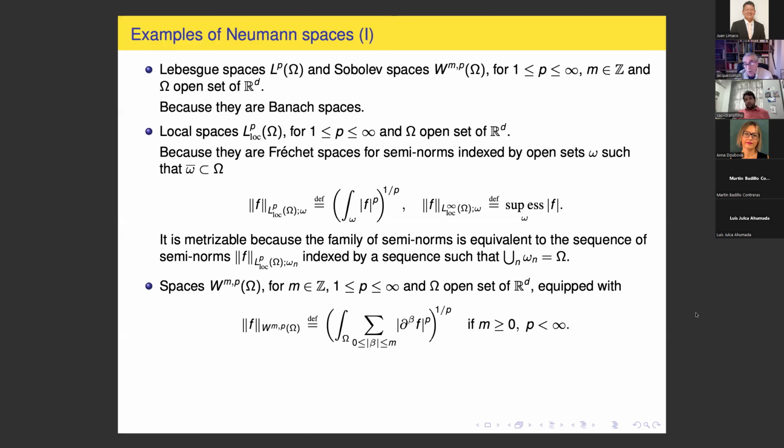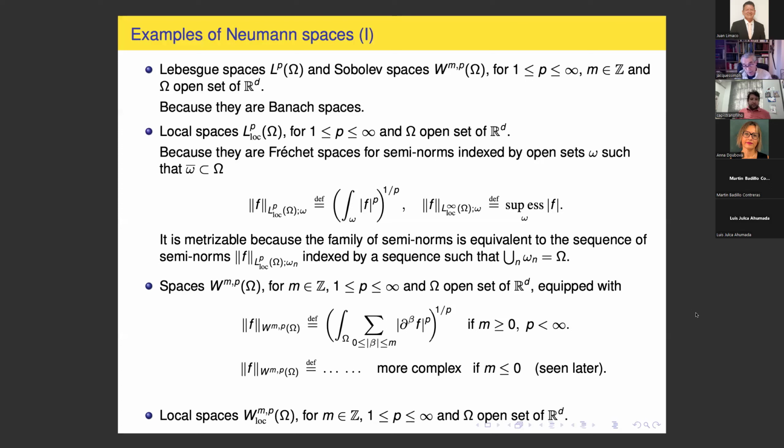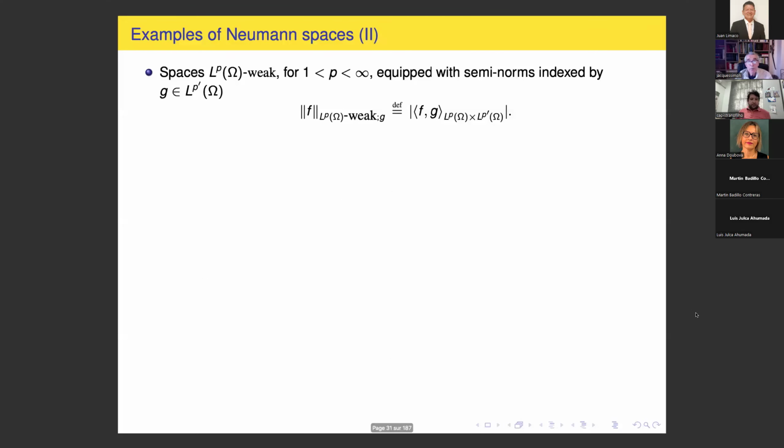The space WMP and again WMP loc are again Neumann spaces. And again the local Sobolev spaces WMP loc are Neumann spaces. Other spaces, a little more complicated, are the spaces LP weak. That means LP, which is equipped with a seminorm indexed by some function G, and the seminorms are written here.